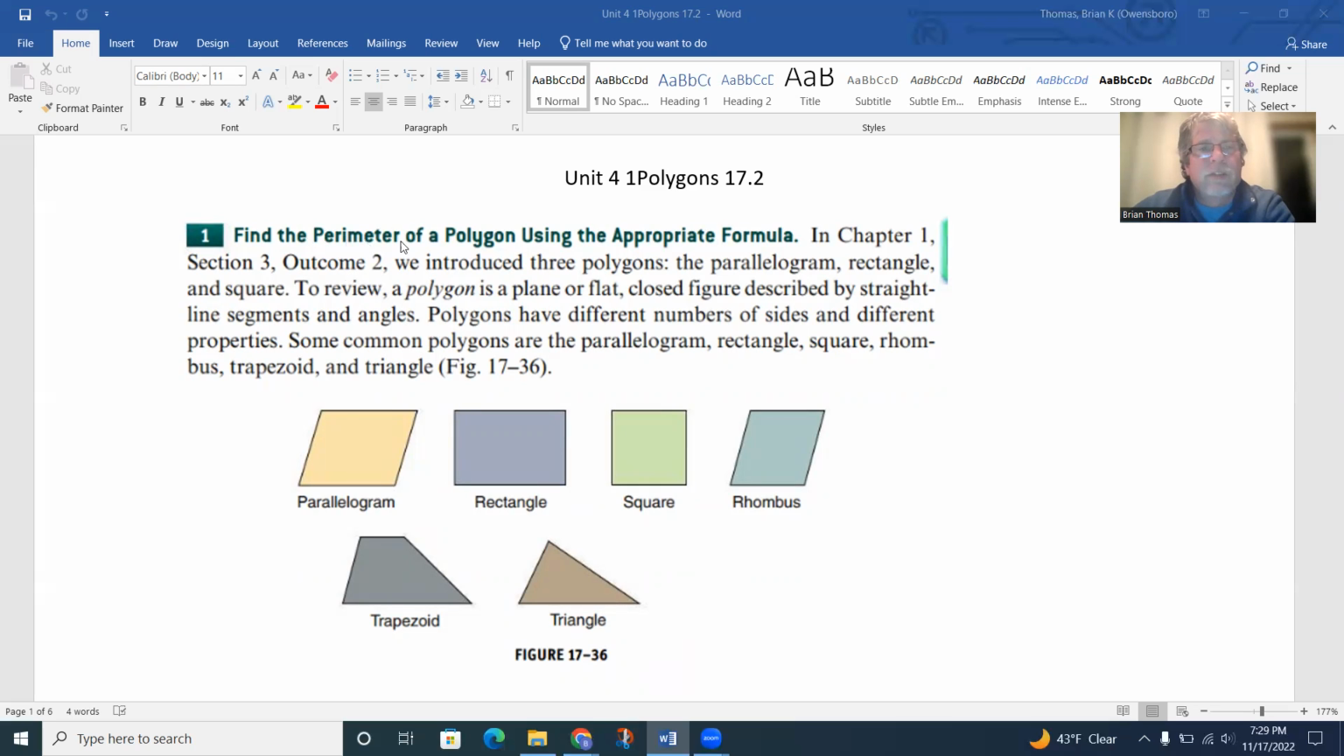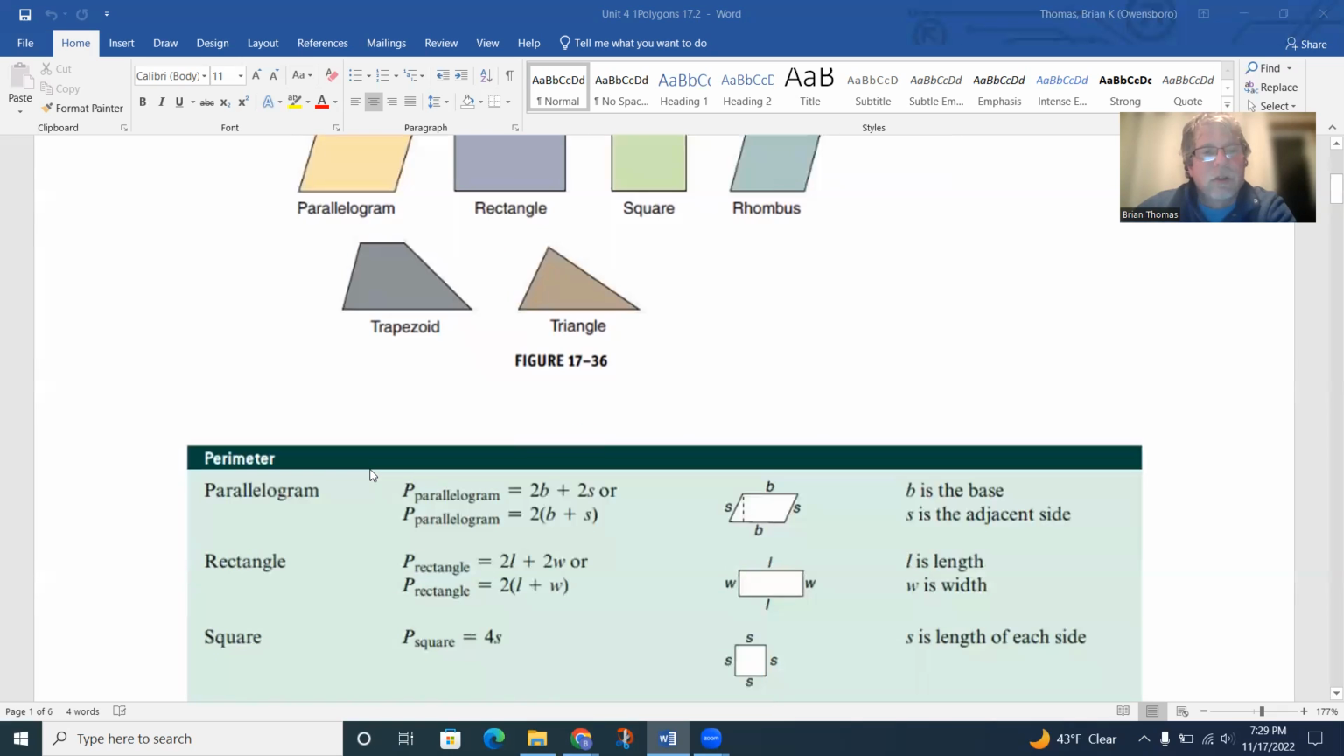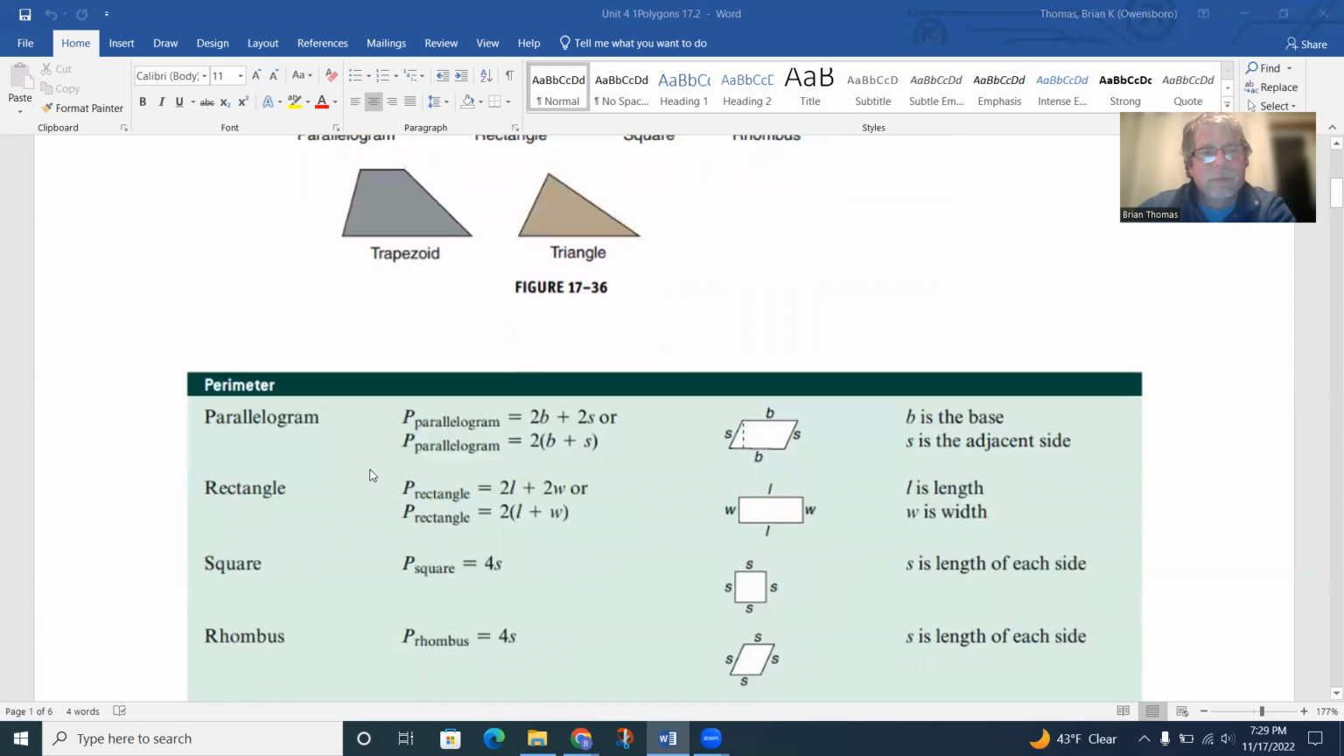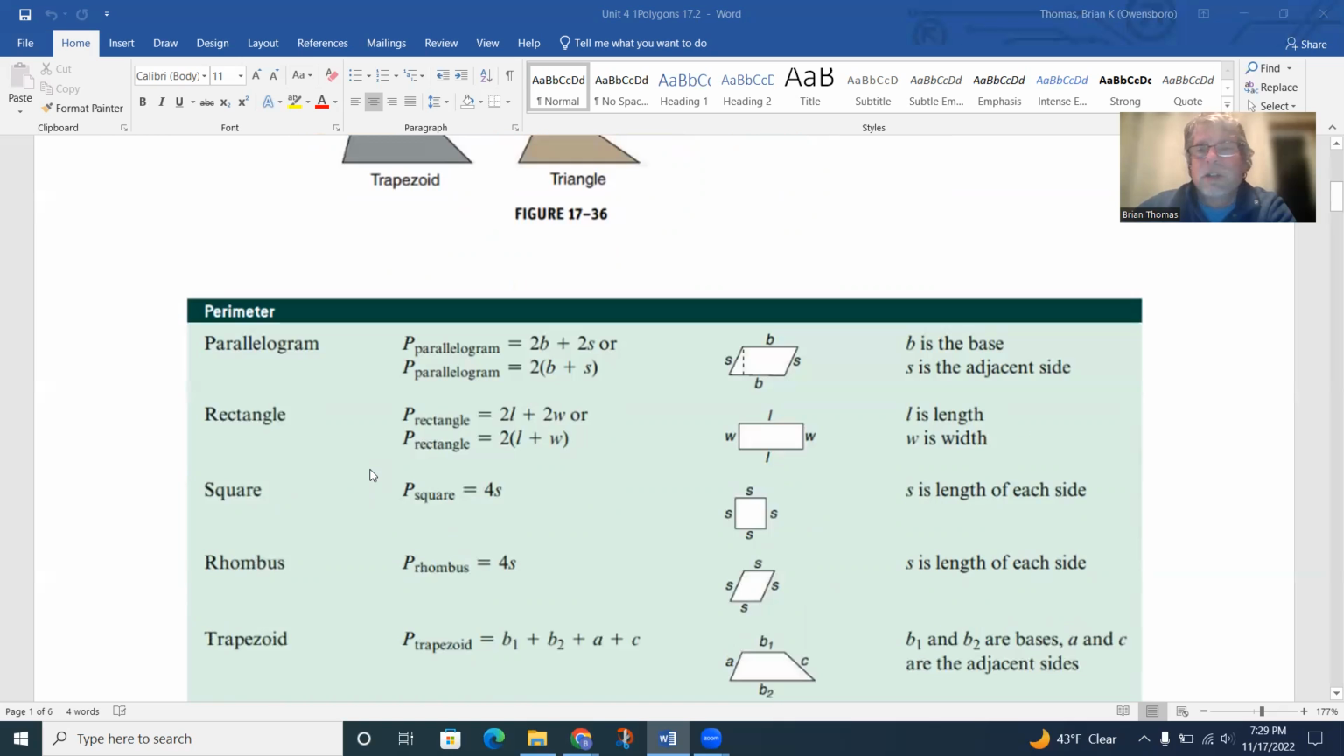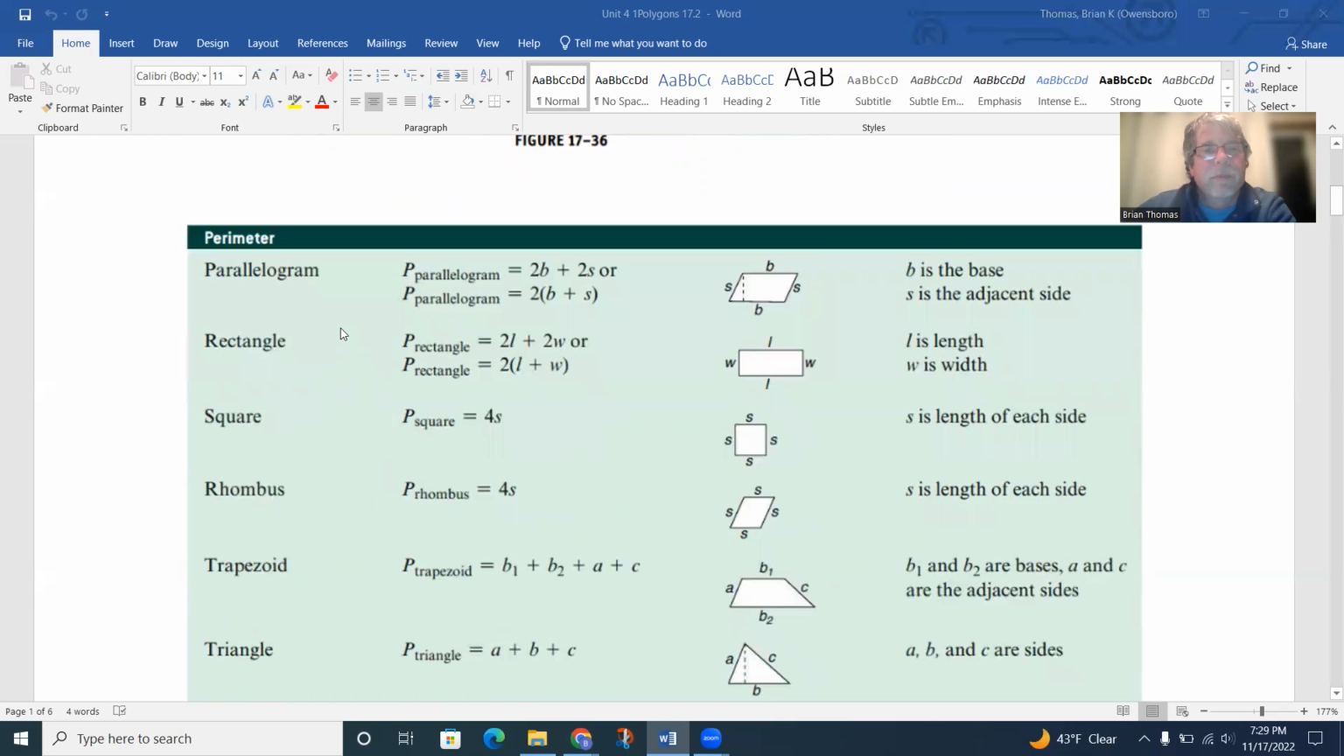The first thing we talk about is finding the perimeter of a polygon, and we're going to use just formulas to do this. Again, a polygon is just a shape that has sides and angles. Right now, though, we're just going to be focusing on the sides. The first thing we have is what's called the perimeter. Perimeter is just the distance around an object. So we have these formulas that we can use to find perimeter.